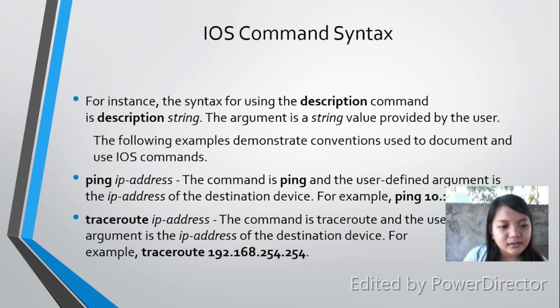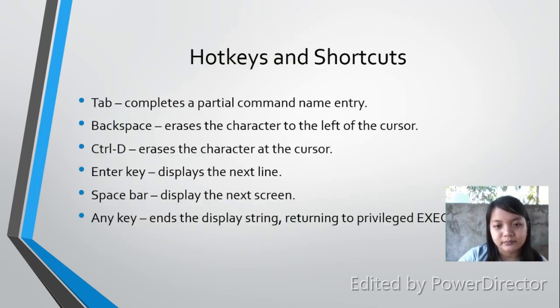Then traceroute IP address. The command is traceroute, and the user-defined argument is the IP address of the destination device. So for example, traceroute 192.168.254.254. That is also an example of an IP address.